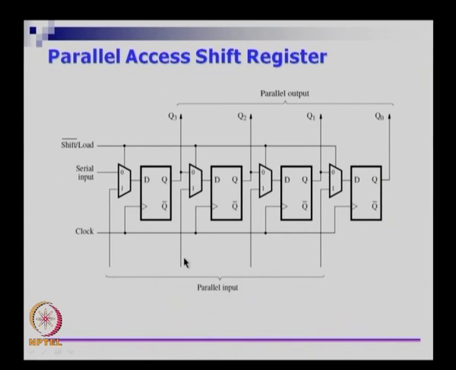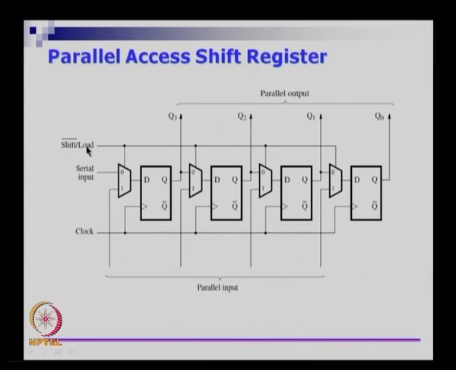And if these are external inputs D3, D2, D1, D0, they are the ones that are going to appear in the D input, right. So D3, D2, D1, D0, if you put them here, they will go through the mux because you put load equal to 1 and appear as D inputs for each of these flip flops. So you are able to get something like a parallel load.